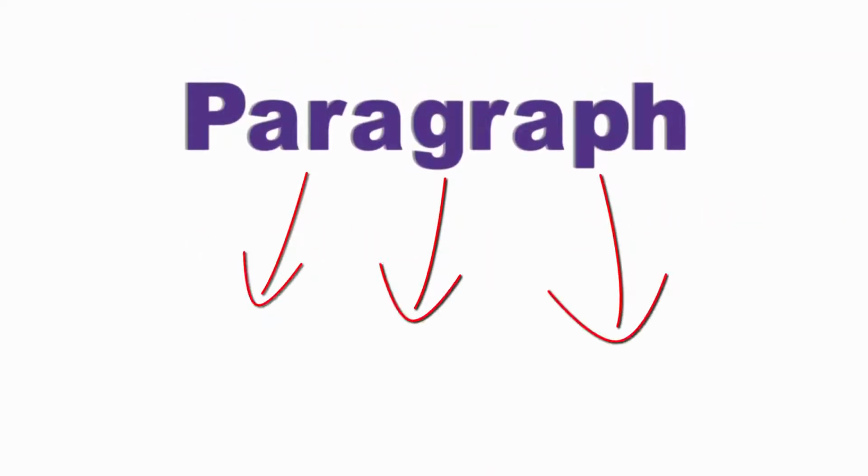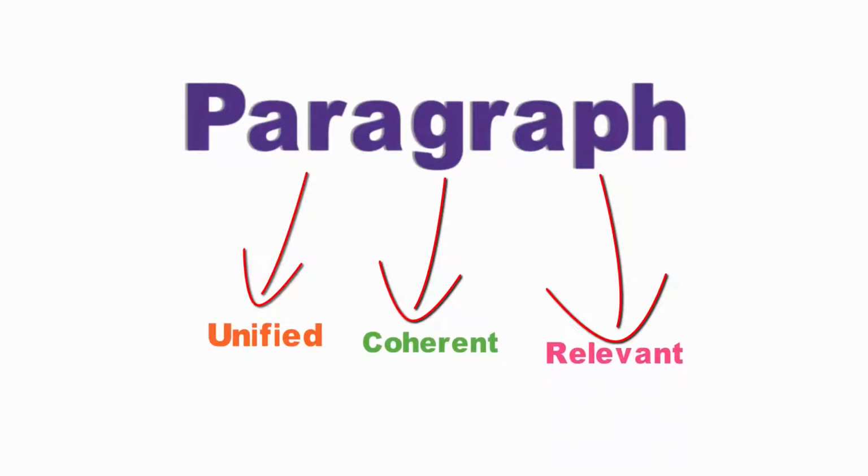Every piece of academic writing is structured by paragraphs and headings. The number, length and order of your paragraphs will depend on what you're writing. But each paragraph must be unified: all the sentences relate to one central point or idea. Coherent: the sentences are logically organized and clearly connected. Relevant: the paragraph supports the overall theme and purpose of the paper.